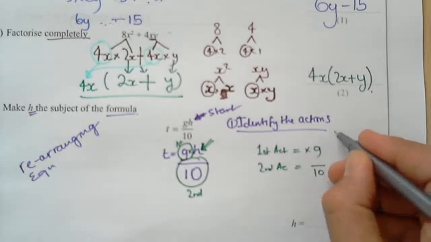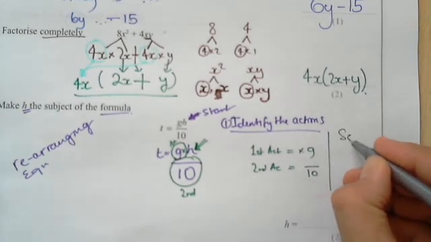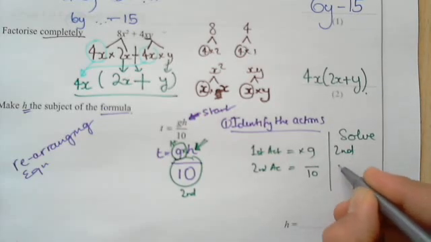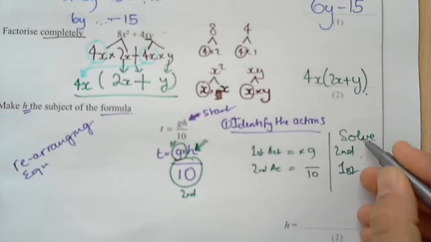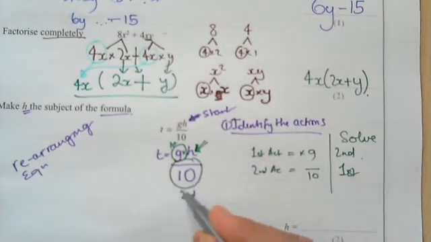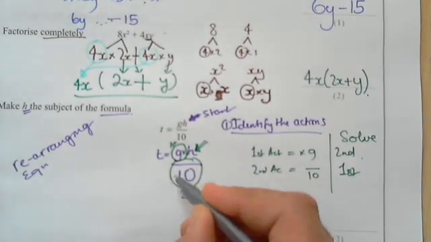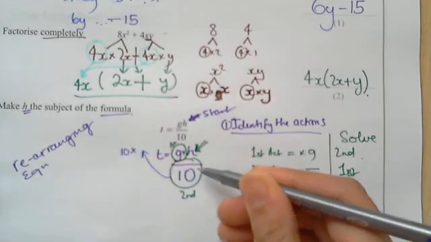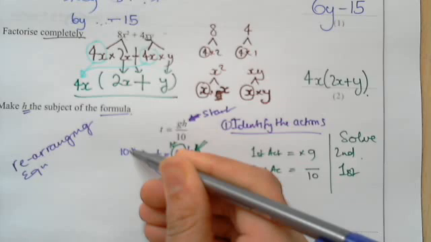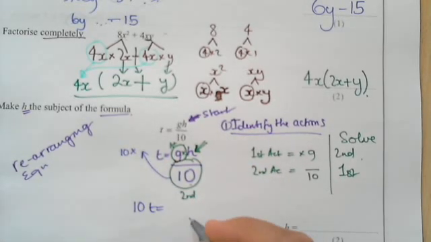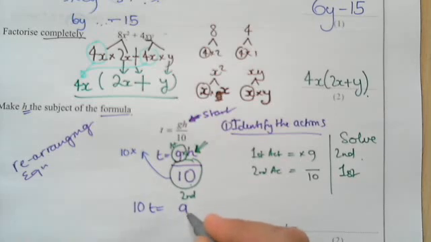Now, when we solve, we start at the last action. So we move the second action first and then the first action. So we solve in reverse order. We start with the last action, which is divide by 10. Opposite of divide by 10 is times by 10. Opposite divide by 10 on this side is times by 10 on that side. So that will give you 10t is equal to g times by h.